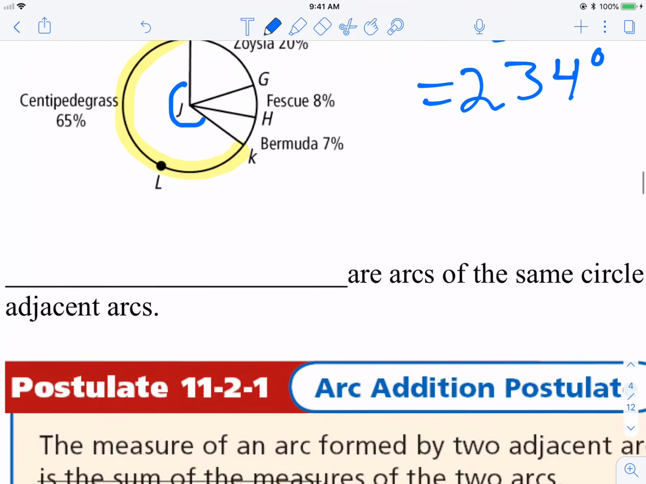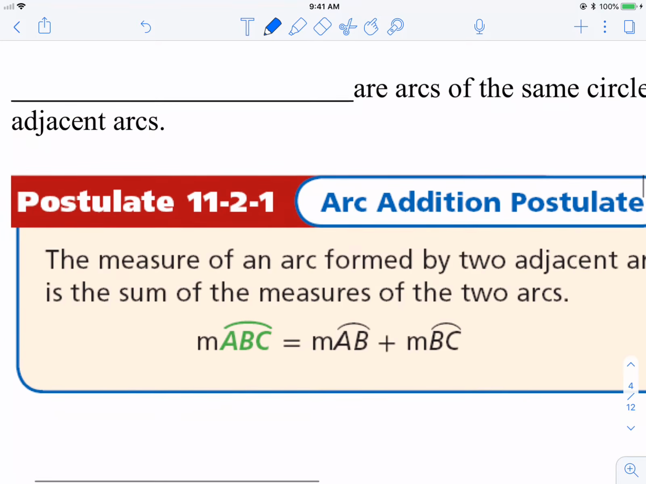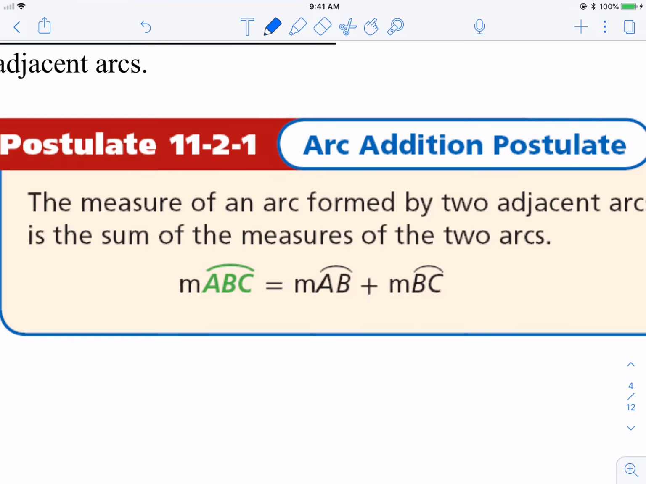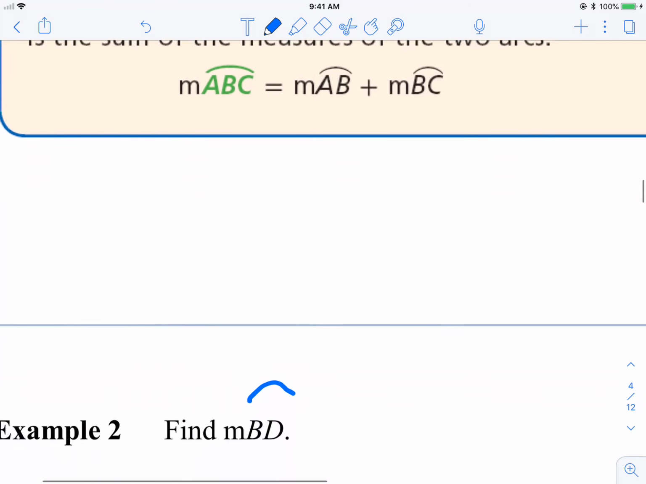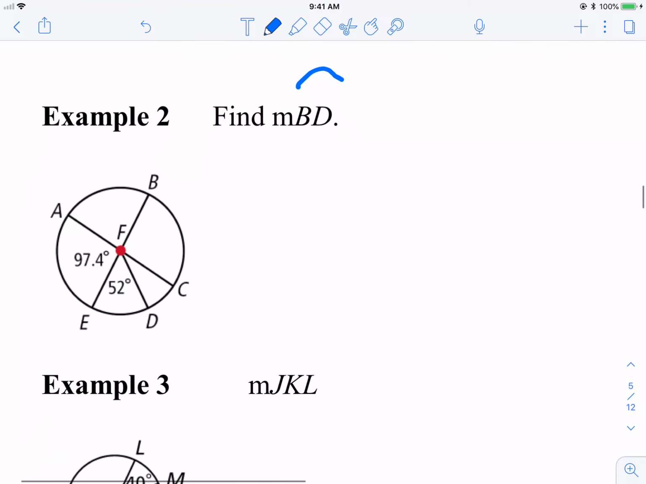So we'll continue down. We see an arc addition postulate here that, like the segment addition postulate and angle addition postulate, allows us to add two arc measures to each other to make a full arc. We see that there in the arc addition postulate.